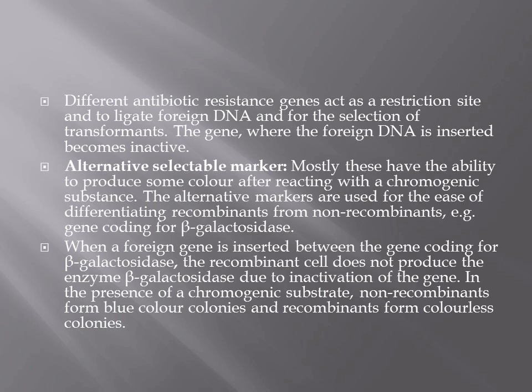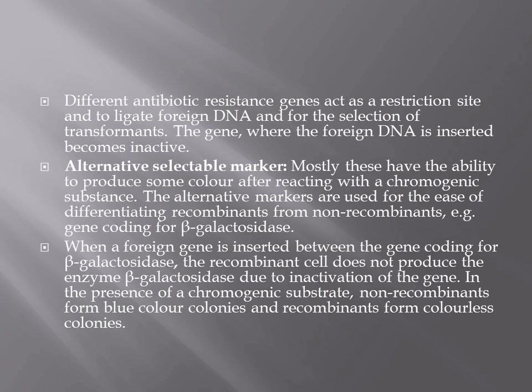We have alternate selectable markers also. Mostly they have the ability to produce some color after reacting with a chromogenic substance. The alternative markers are used to differentiate recombinant from non-recombinant. Example, the gene coding for beta galactosidase.